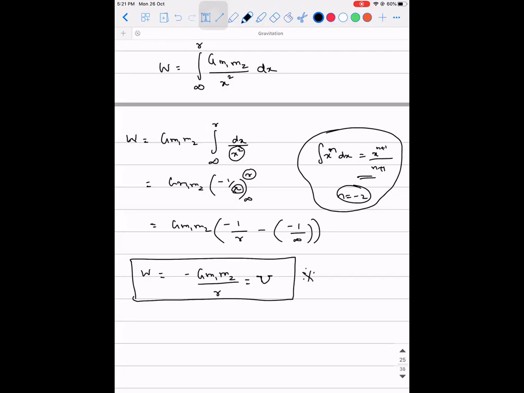So this is an important formula to be remembered. Wherever you want to understand what is gravitational potential energy, it is always the work done from infinity to some point within the gravitational field of another.